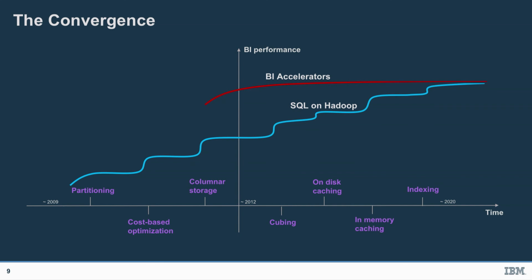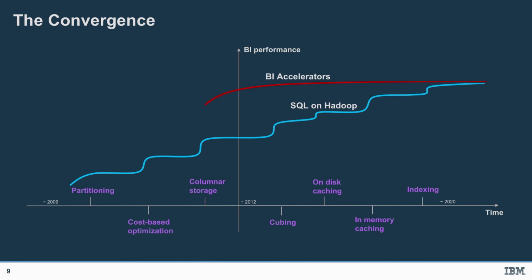This picture kind of goes back to the title of the presentation, the convergence of reporting and interactive BI. The red line represents the performance of BI accelerators. Starting in 2012, which is the center of the graph, BI accelerators had good performance from the get-go. That's because they had all these techniques baked in since the beginning. The progression of performance improvements on the SQL and Hadoop side, which is the blue line, was more bumpy.